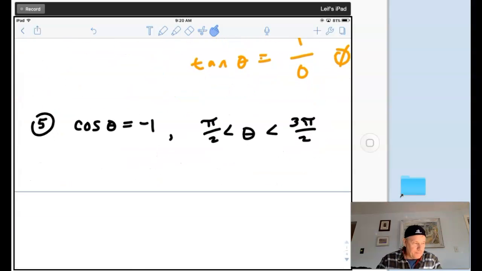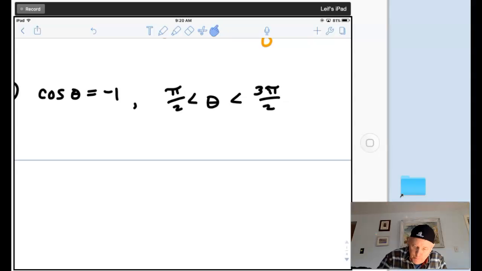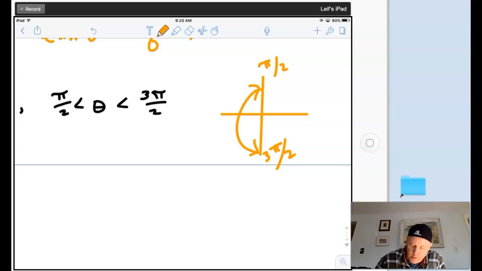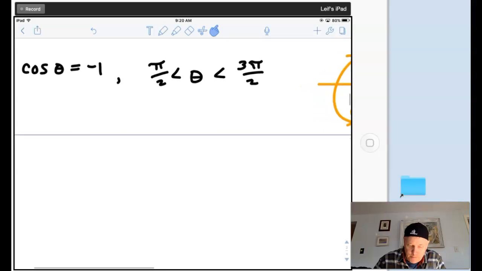Next one, number 5. Cosine of theta equals -1, and theta is between pi over 2 and 3 pi over 2. So when I say pi over 2 and 3 pi over 2, here's pi over 2 is 90 degrees, 3 pi over 2 is 270 in radians, which means it'll be somewhere between here and here. Okay?